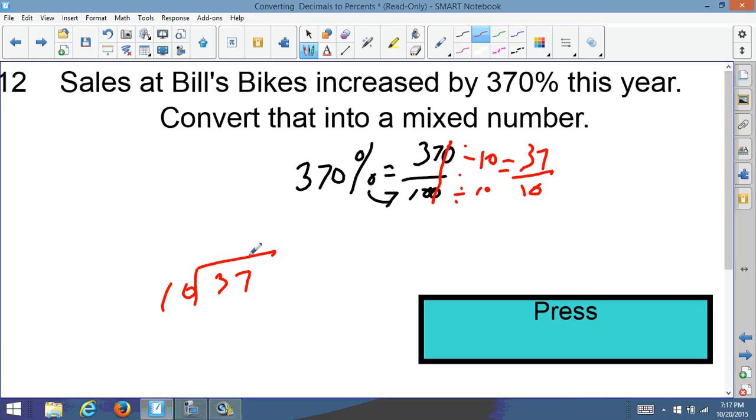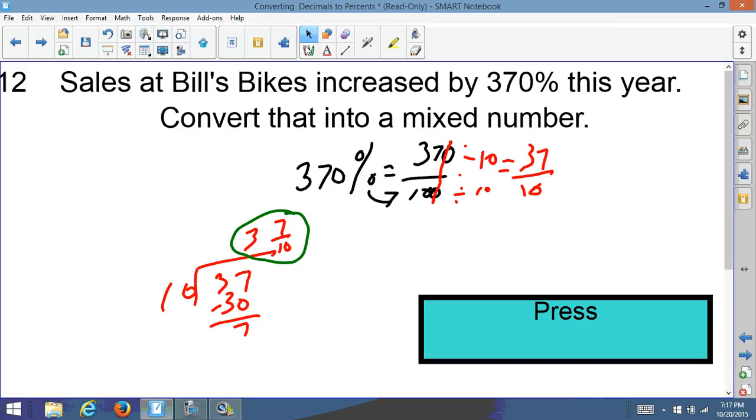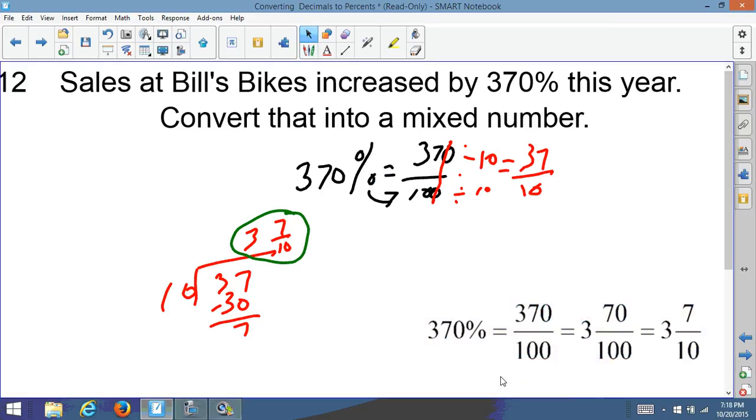10 goes into 37, 3 times. 10 times 3 is 30. 7 remainder. And I'm going to put 7 as my remainder, over the number I was dividing by, 10. So my mixed number is going to be 3 and 7/10. So that is my mixed number. It's a whole number with a fraction.